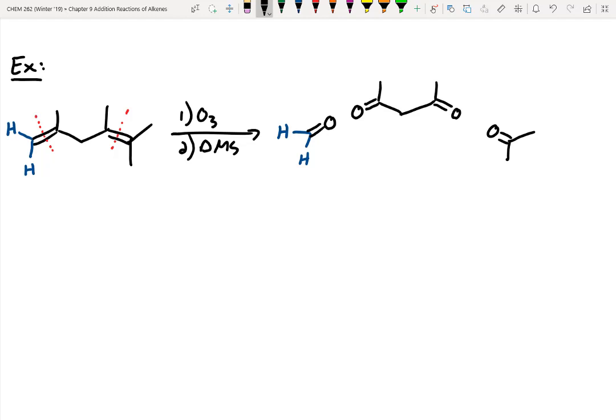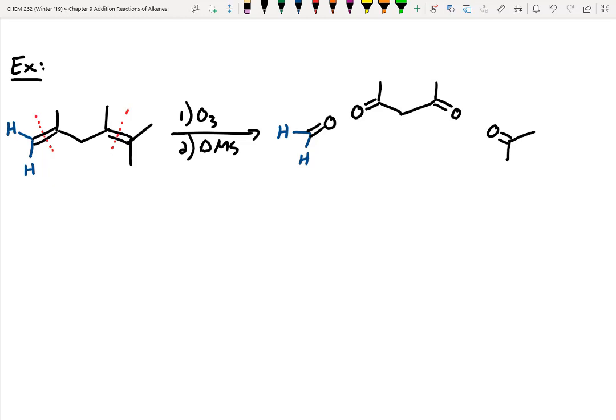Does anybody know what this is called? Give you a hint, you use it to clean glassware. Acetone, so you can create acetone from this as well. So for this specific reaction, you would create 3 different products because we have more than one double bond. So you are correct. If you've got more than one double bond, you can cleave all of them.